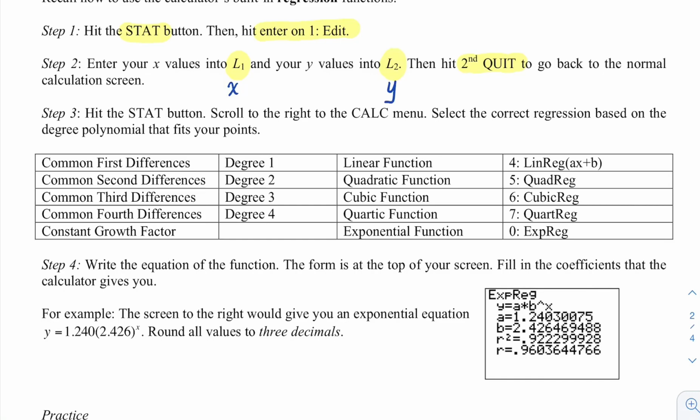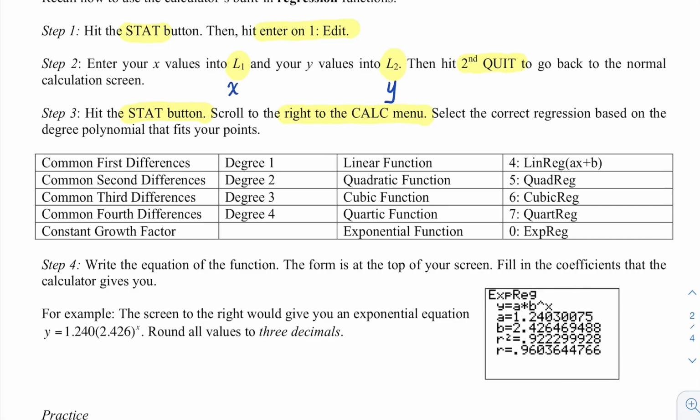Okay, so you've now entered your stat information in. Now you have to use the built-in stat functions. So once again, after you've entered L1 and L2, you're going to go back and hit the stat button again. You're going to scroll to the right and go to the calc menu. And you're going to select a regression based on what you were provided with.